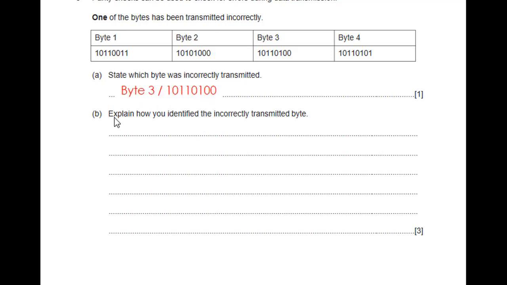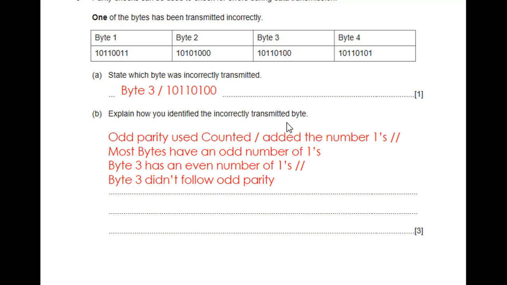And again, people often get confused here, thinking it's a complicated thing to explain how you identified it, but you just have to say what you did. You went through, counted and added up the number of ones. Most bytes have odd numbers. Byte 3 has an even number, so it didn't follow the rules. Just basically what I went through.